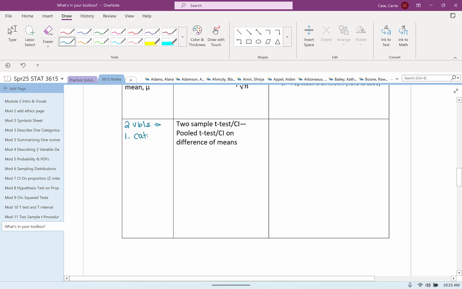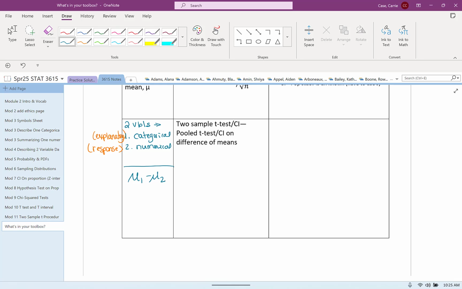Variable 1 is categorical. Variable 2 is numerical. And variable 1 is the explanatory variable, and variable 2 is the response variable. Our parameter of interest is the difference of means, so it's mu1 minus mu2. And for the 2 sample t-test or confidence interval, we have both a pooled and a not pooled version. So we're going to do the pooled version right here.